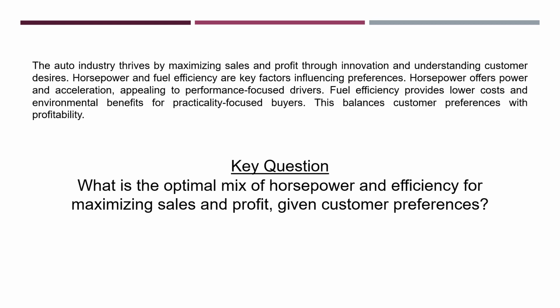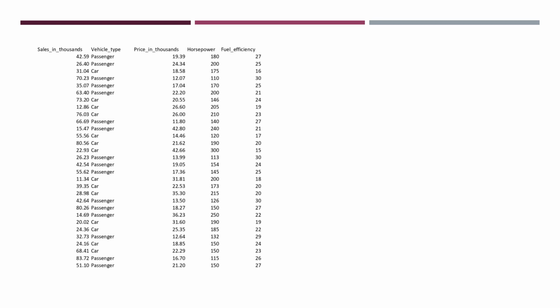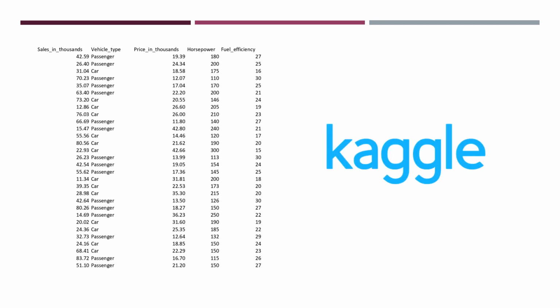The key question is, what is the optimal mix of horsepower and efficiency for maximizing sales and profit given the customer preference? I utilize a dataset of car sales with horsepower, fuel efficiency, and car price data from Kaggle.com. The key variables are horsepower, fuel efficiency, and sales price. I cleaned the data by addressing missing values, inconsistencies, and outliers. This ensures the accuracy and reliability of the data for analysis.